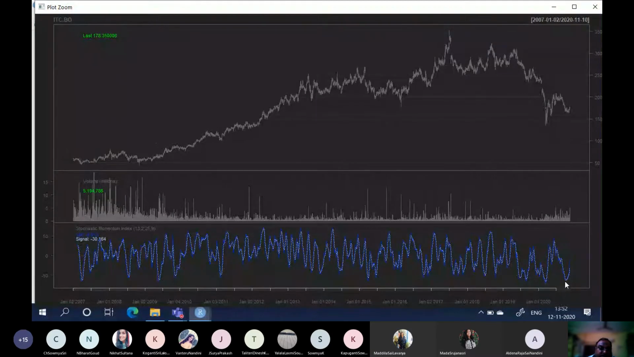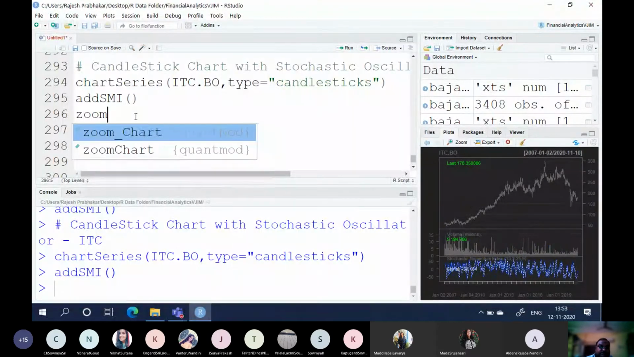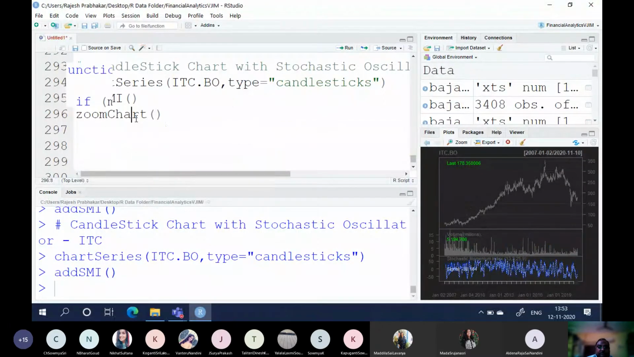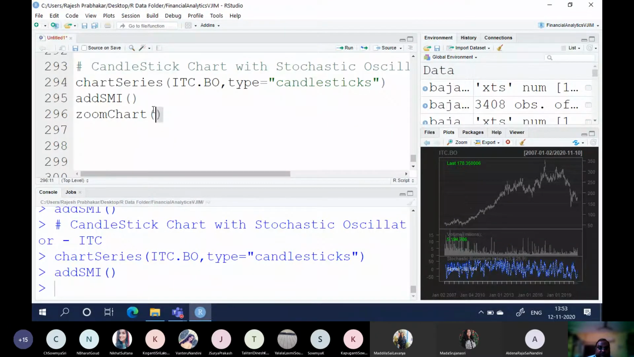It touched the lowest point of the overselling. See, minus territory. See, this is 0, minus 50 and plus 50. Now you can do it even if you are not understanding: zoom the chart. That is the best option. If you are not able to understand, use the zoom chart thing.